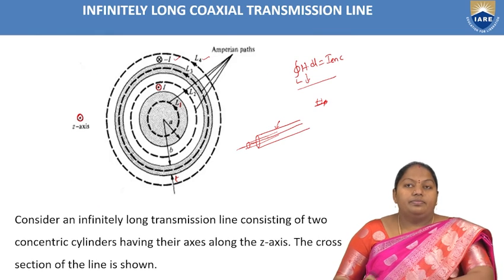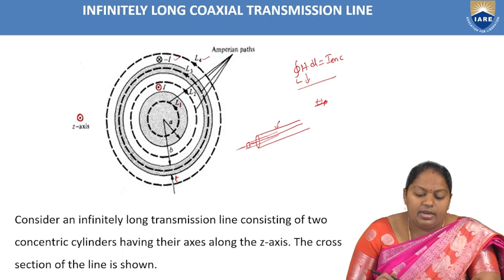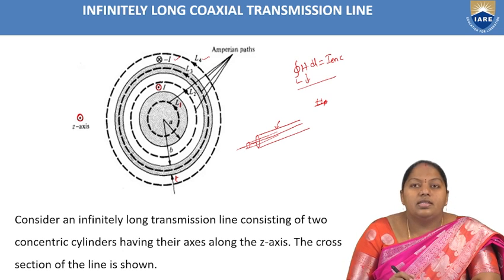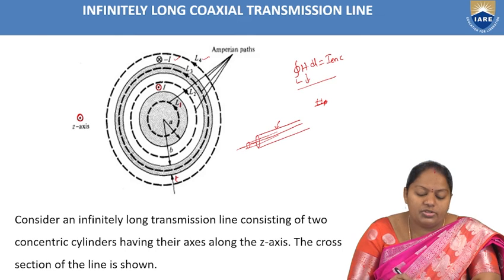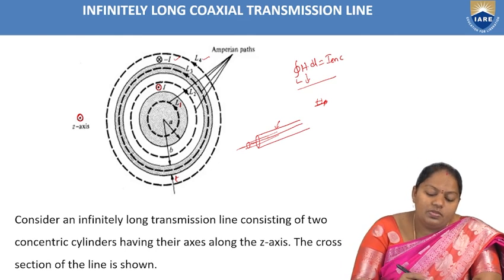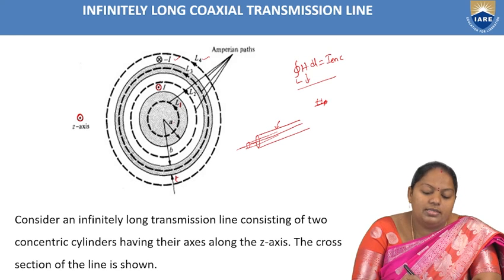firstly, from this figure we have evaluated it. This figure shows an infinitely long coaxial transmission line, the cross-sectional part of which we have considered. If you observe, there exist two concentric circles with inner radius A, outer radius B, and thickness T. Depending upon these three parameters, we have 4 Amperian paths.